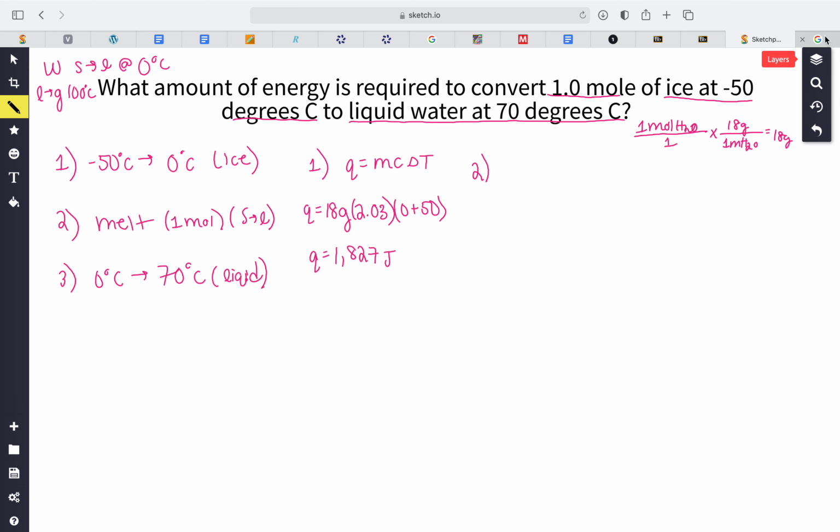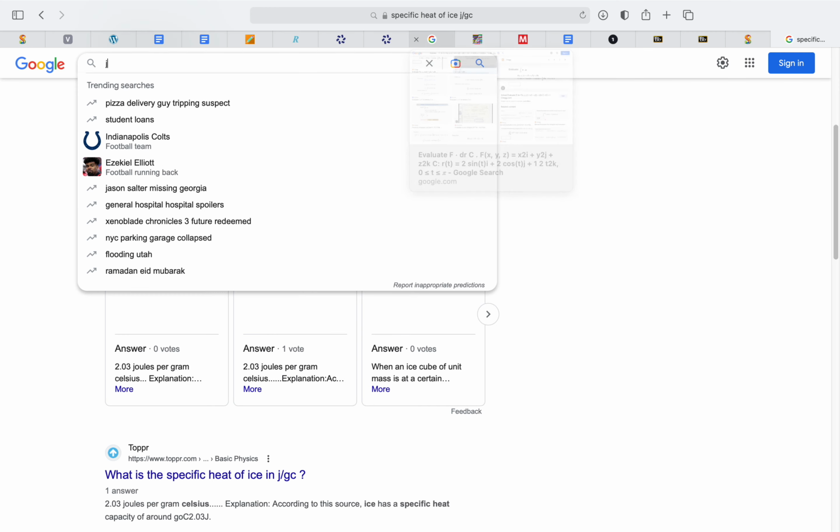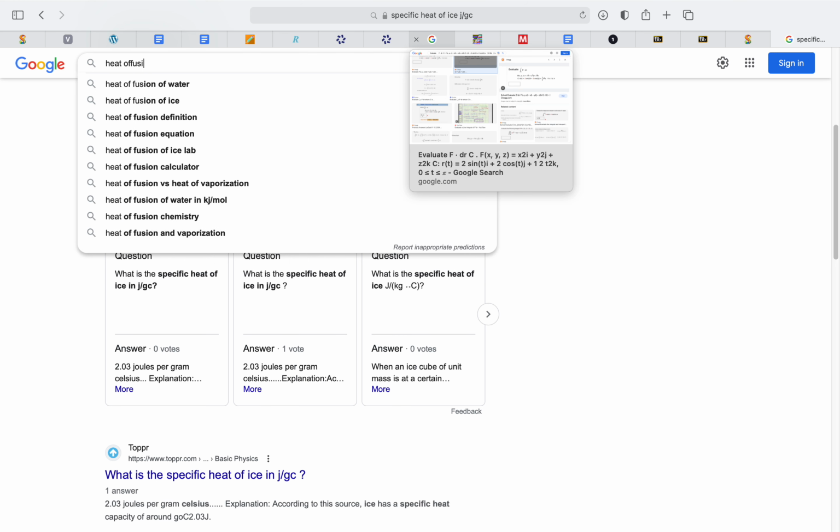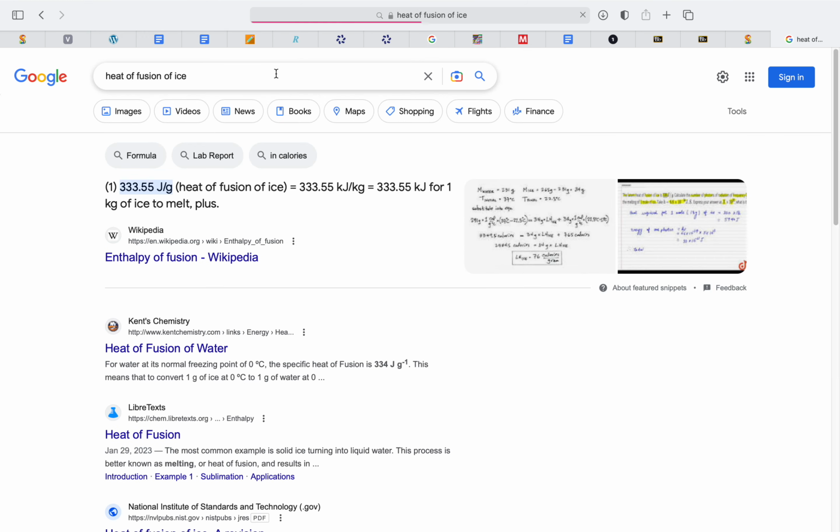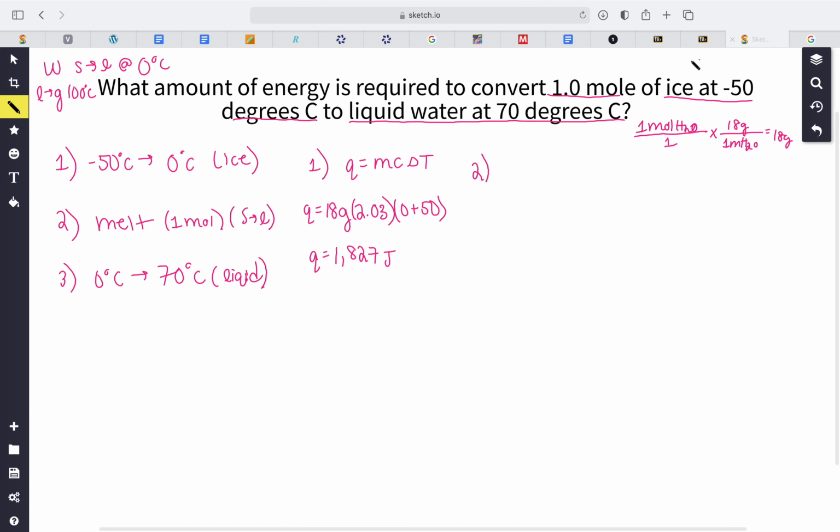Our second phase, we're going to be going from solid to liquid, so I'm going to have to find the heat of fusion. So heat of fusion of ice. Okay, 333.55. So we're going to use this equation, delta H, and we'll use N. So our N is just 1, and our delta H is 333.55.